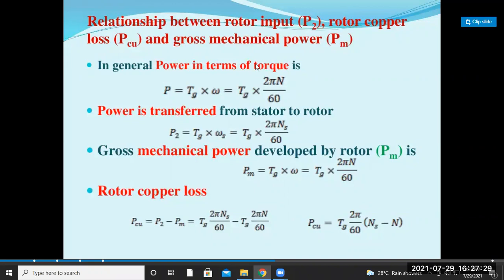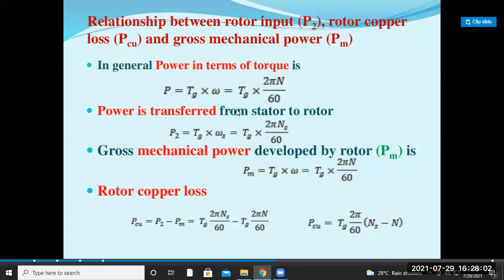So in terms of torque, the power is given as P equal to TG into omega, as this is the rotation part. The rotor will rotate, so omega is the mechanical speed, given as 2 pi N divided by 60, where N is your rotor speed, and TG is your torque in the air gap. So the power in the air gap is given as TG into 2 pi N divided by 60.